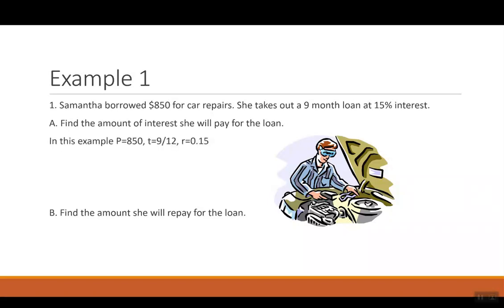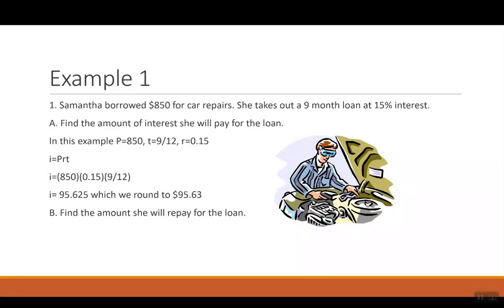In this example, our P, the amount we're borrowing, is $850. Our time is 9 months, so we always want to express our time in years, so we'll divide 9 by 12 to get our time. Our interest rate is 15%, and when we change that to a decimal, it's 0.15. We put this into our formula I equals PRT, which gives us 850 times 0.15 times 9 over 12. Altogether, that gives us 95.625.